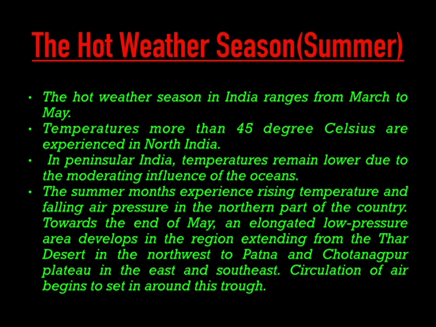Towards the end of May, an elongated low pressure area develops in the region extending from the Thar desert in the northwest to Patna and the Chota Nagpur plateau in the east and southeast. The circulation of air begins to set in around this trough. This trough is nothing but a low pressure area, and it will attract the wind from the high pressure area. That will be the circulation of air.